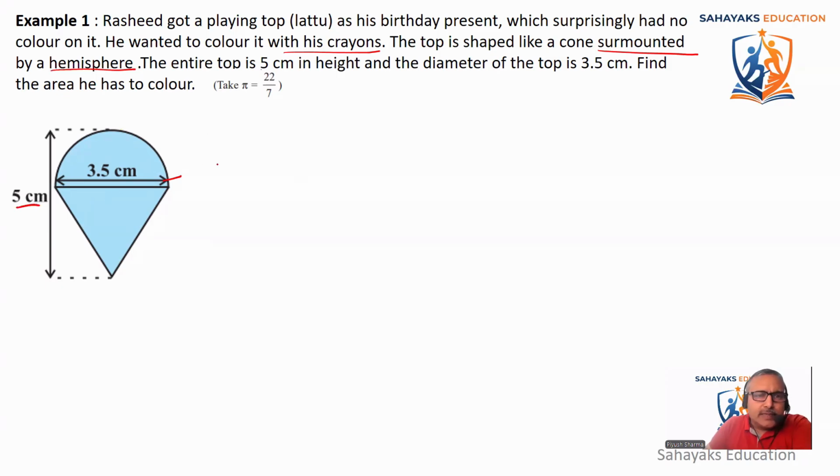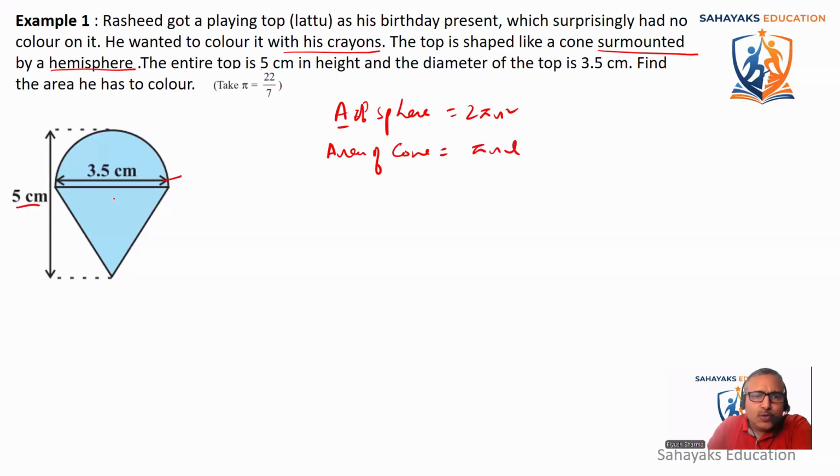So when he has to color the entire thing, that means he has to color the sphere. And what is the area of the sphere? Yeah, so the area of the sphere is equal to 2 pi r square, and the area of the cone is equal to pi r L.